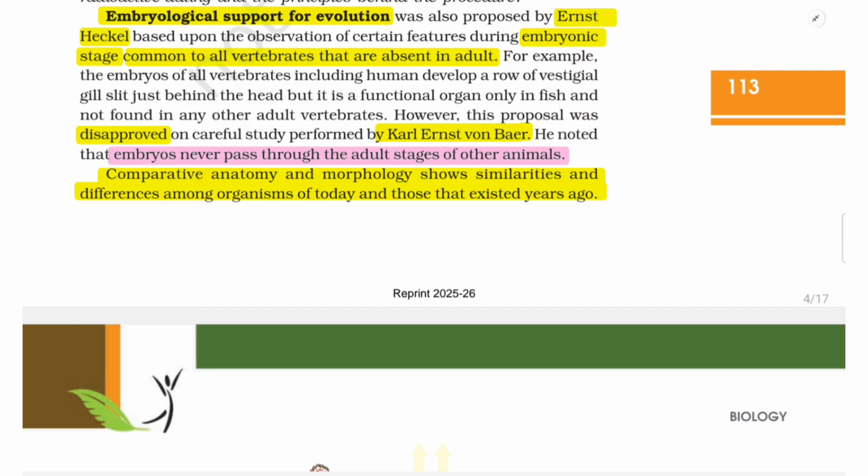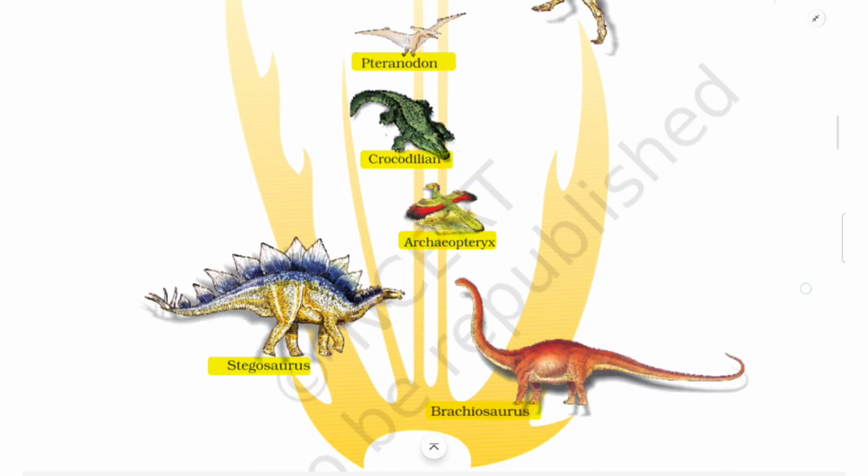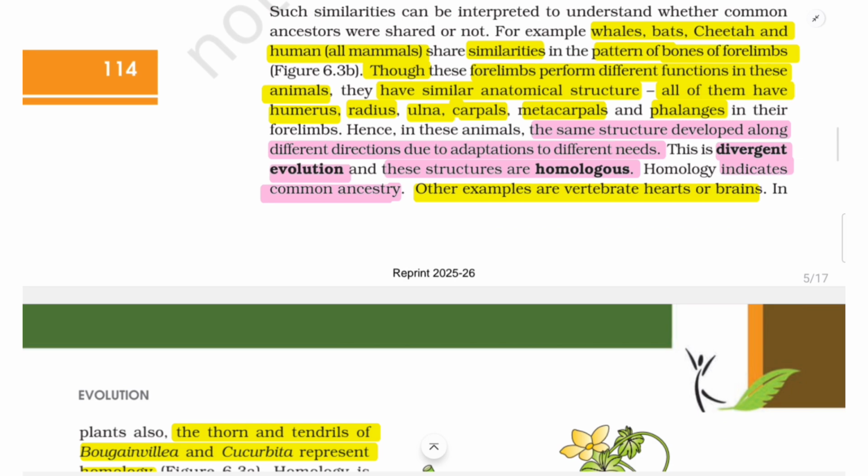Comparative anatomy and morphology show similarities and differences among organisms of today and those that existed years ago. Such similarities can be interpreted to understand whether common ancestors were shared or not. For example, whales, bats, cheetahs, and humans, all mammals, share similarities in the pattern of bones of forelimbs, Figure 6.3b. Though these forelimbs perform different functions in these animals, they have similar anatomical structure.